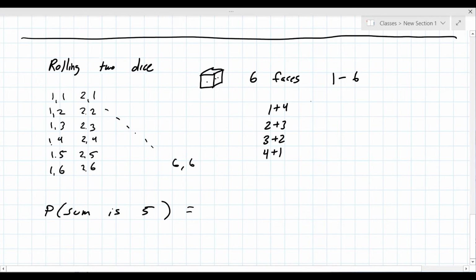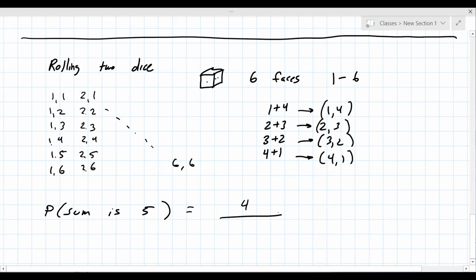These are related to the dice throws: a 1 and a 4, a 2 and a 3, a 3 and a 2, a 4 and a 1. And we can see that there's 4 possibilities. Now, what's the total possible outcomes when you roll 2 dice?